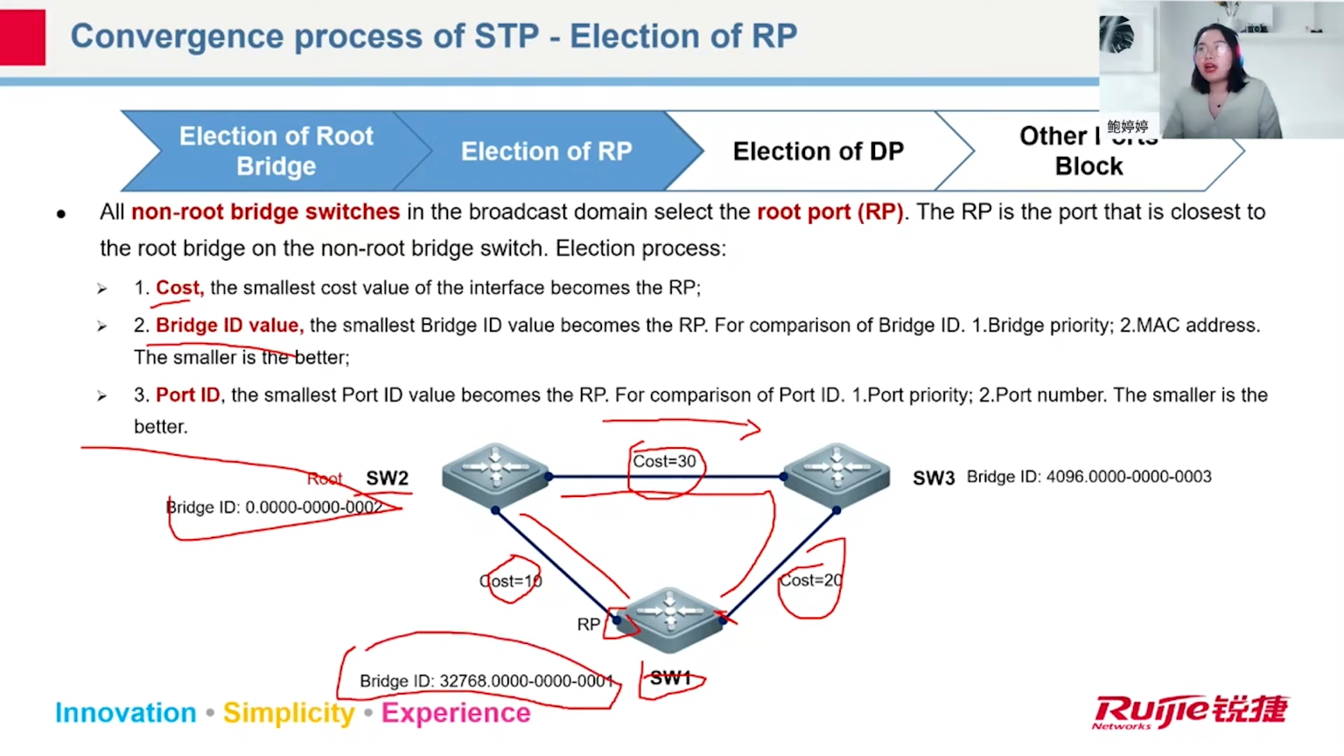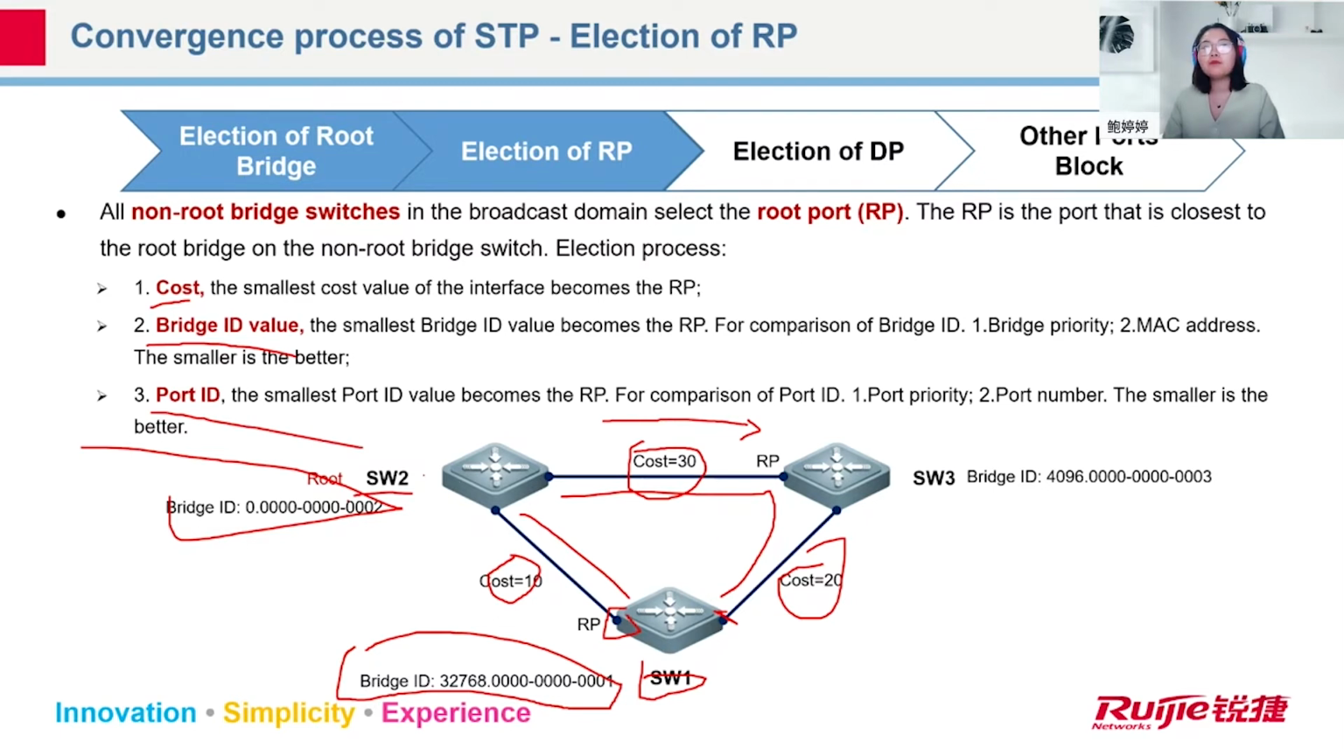So we compare the bridge ID. We also select the smallest one as the better one. So finally, we select this interface to become the RP because the root bridge ID has the best priority. So we compare these two parameters to select the RP. And third, in some scenarios, we select according to the port ID.